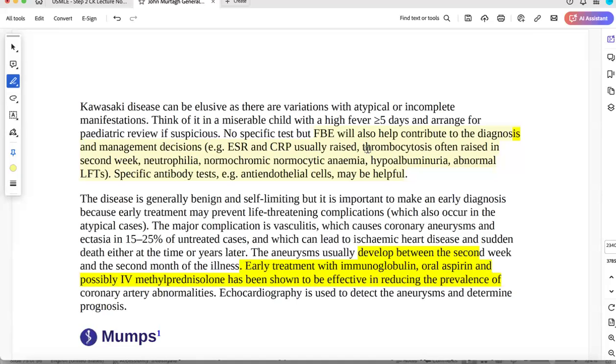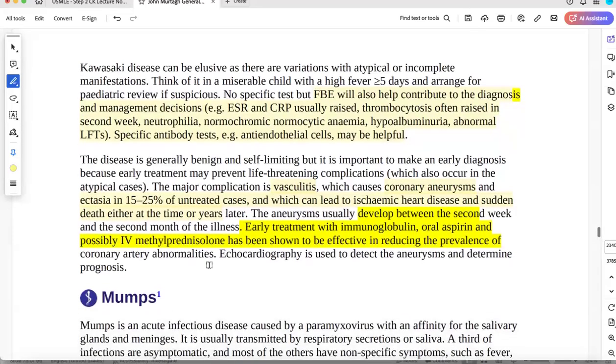But a very, very important thing is that this condition can cause vasculitis, right? And it can cause coronary aneurysm and ectasia, which left untreated can cause ischemic heart disease and sudden death. So this is a condition which can be quite serious if it is left untreated. So the major complication of Kawasaki disease is vasculitis, causing coronary aneurysm and causing ischemic heart disease or sudden death. And this coronary aneurysm usually develops between the second week and the second month.